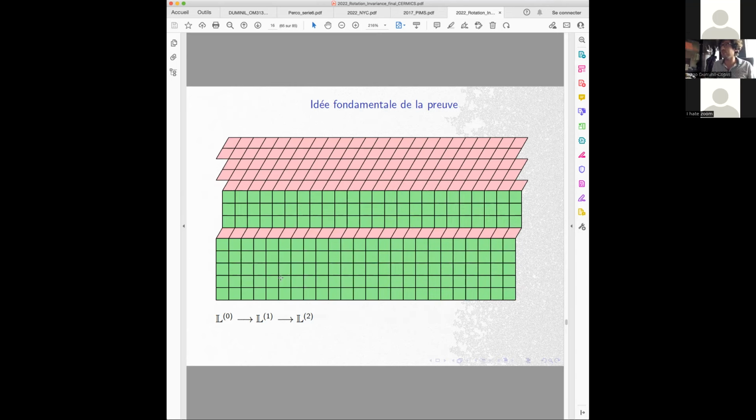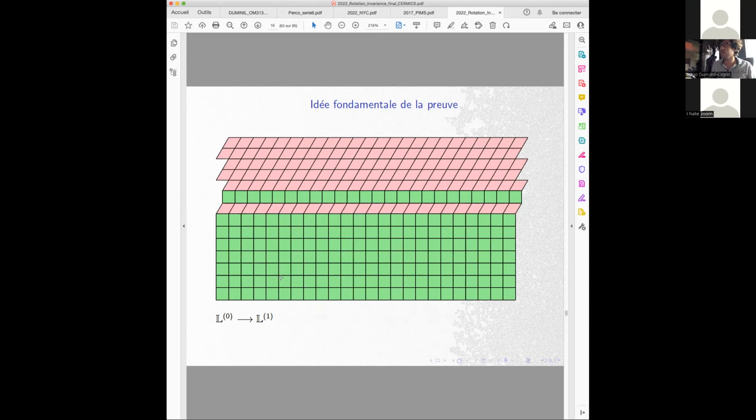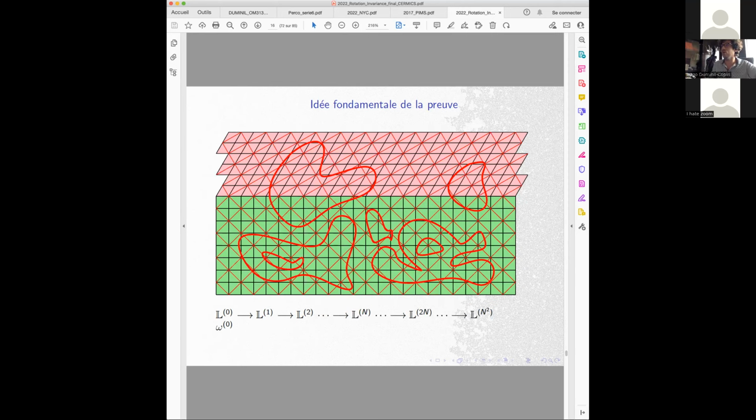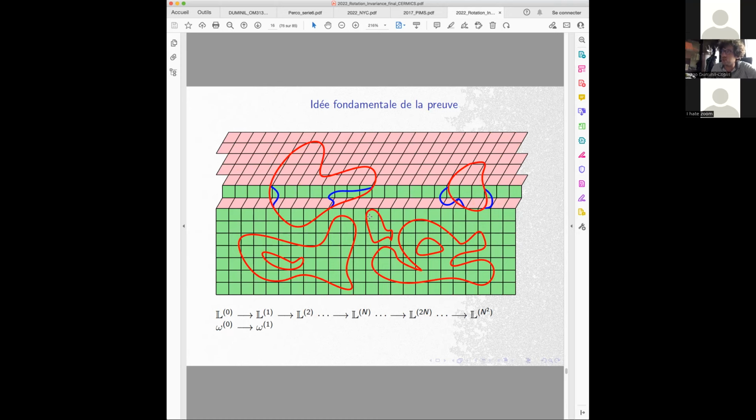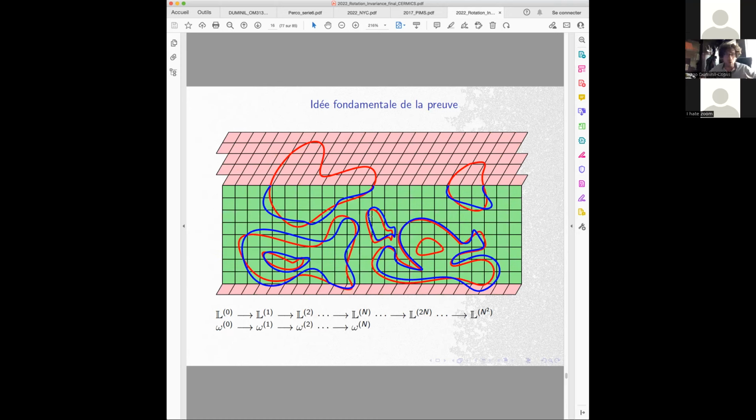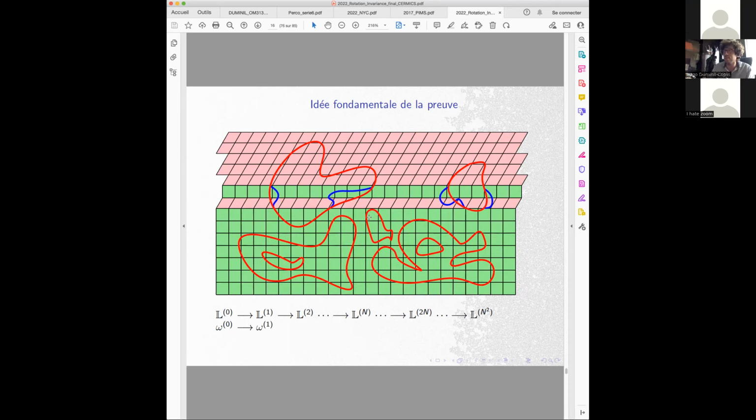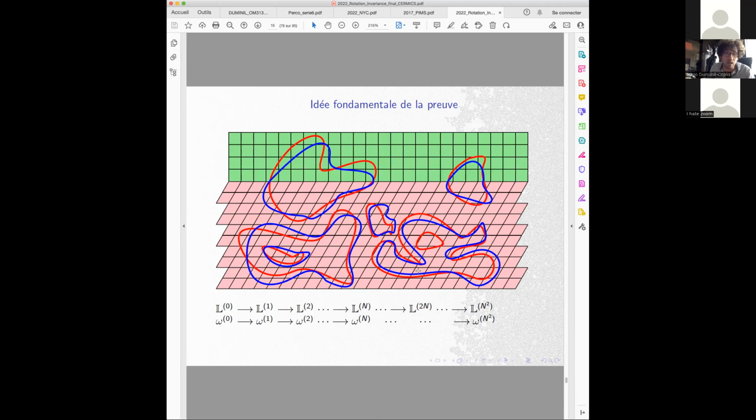But imagine that I managed to prove that the loops, when I transform, just change a little bit at each transformation. Then if I manage to do this for the whole thing, maybe I can prove that the loops didn't change so much. If I started with loops on the square lattice, I'm going to end up at the very end with loops on the rectangular lattice. So proving that these things don't change is going to prove that the large-scale properties of one system are close to those of the other system.